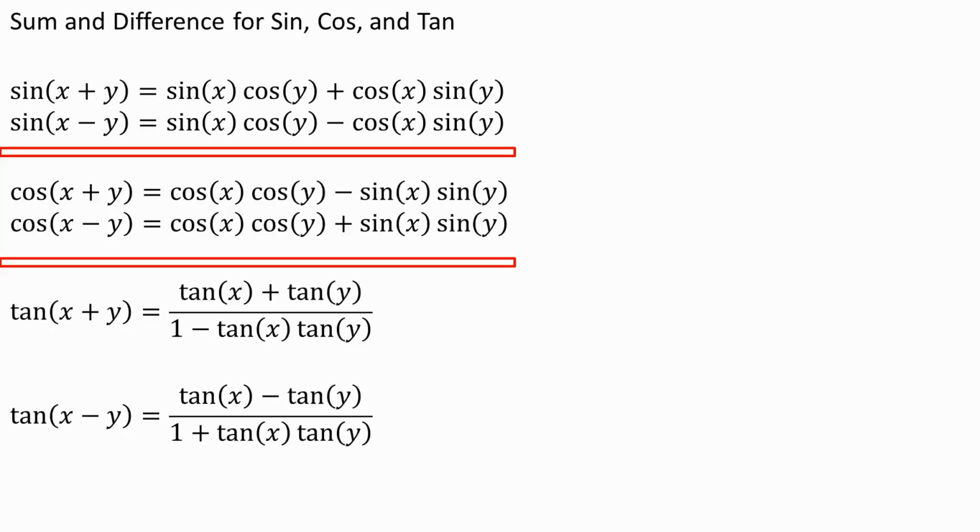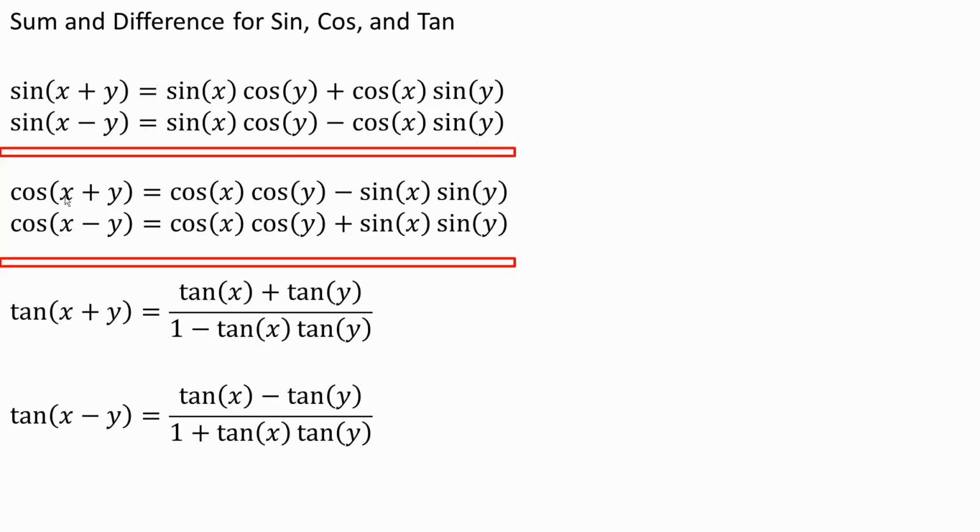In this video, we will be going over sum and difference for sine, cosine, and tangent, and here are the formulas, and we will solve concrete problems. So if you have sine (x + y), it would equal sine x times cosine y plus cosine x times sine y. Now if you have sine (x - y), you would get sine x times cosine y minus cosine x times sine y.